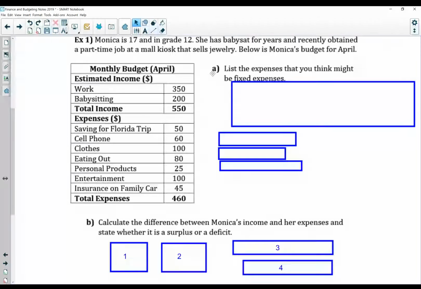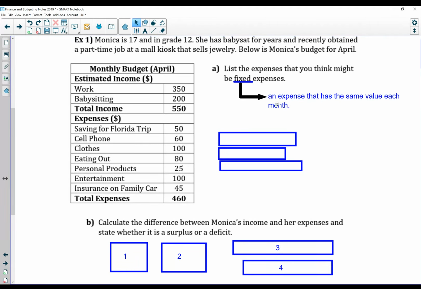Okay. So let's go through some questions that you might be expected to answer based on a budget like this. A says, list the expenses you think might be fixed expenses. So we're looking at all of these expenses and see which ones might be fixed. If you remember, a fixed expense is an expense that has the same value each month. From this list of expenses, can you identify, maybe pause the video and try and identify what your fixed expenses are?